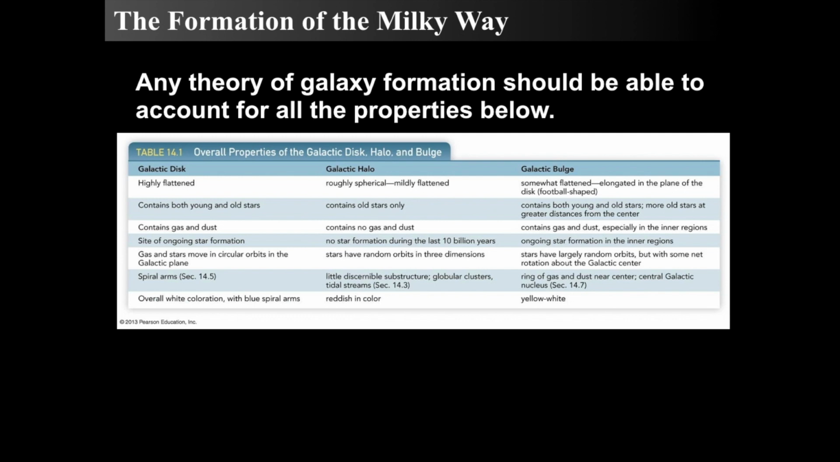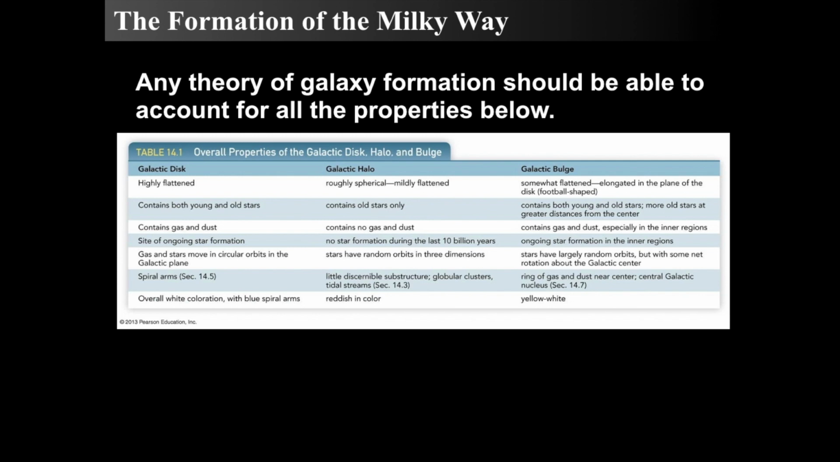And here's kind of a nice little summary of things that we look at as properties of the Milky Way that must be part of it. Remember, the Milky Way itself is a spiral galaxy. It's got a disk, it's got a halo, and it's got a galactic bulge. And the disk is really flat. It's got young and old stars, gas and dust. There's star formation. Stars are moving in circular orbits and there's spiral arms. And overall, it's got blue spiral arms, and the colors of the stars are kind of whitish because you've got a mix of red and blue type stars.